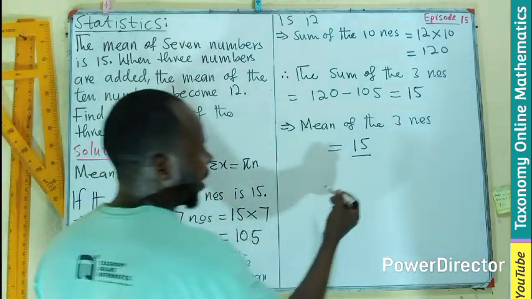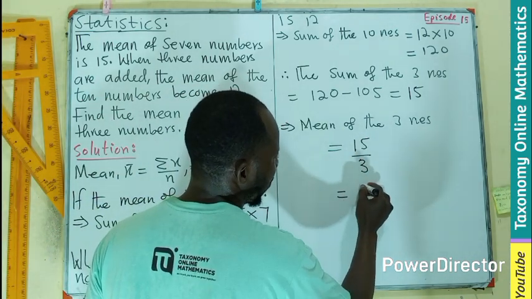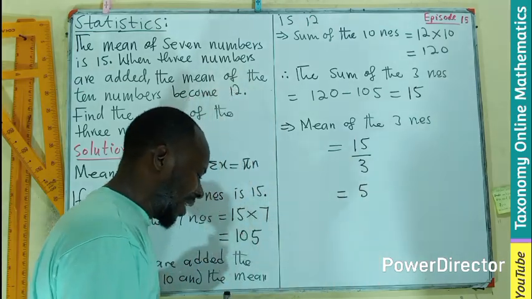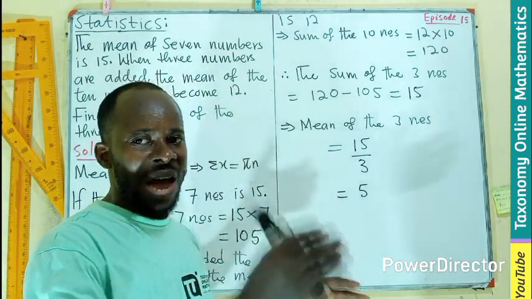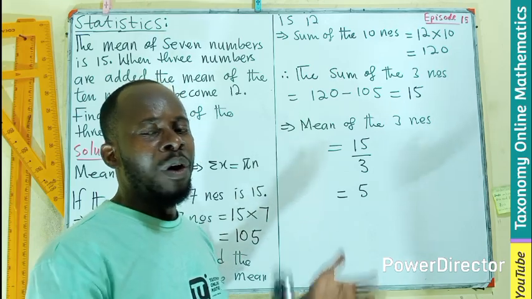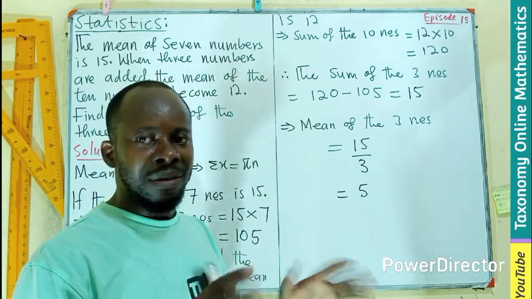How many numbers were added? That is going to be 3. And that will give us 5. It means that the mean, the average of those 3 numbers, it could be 5, 5, 5 that they are added, or 4, 6, 5, any aspect.